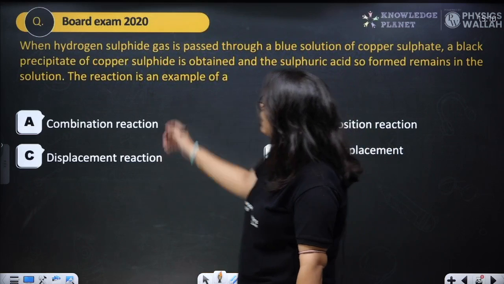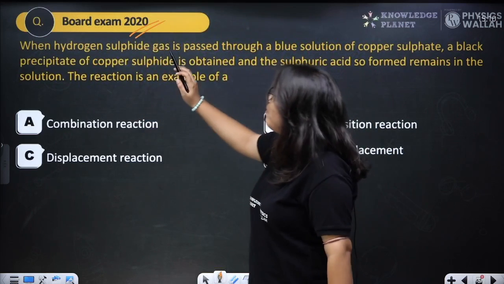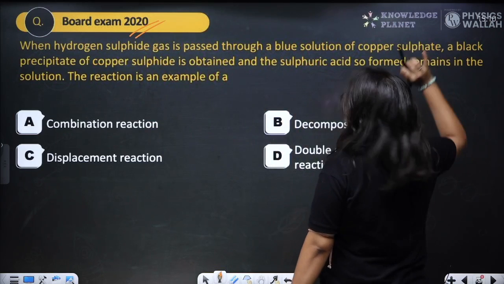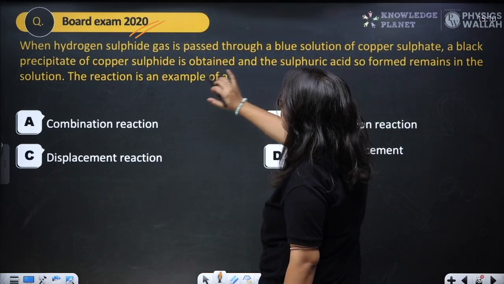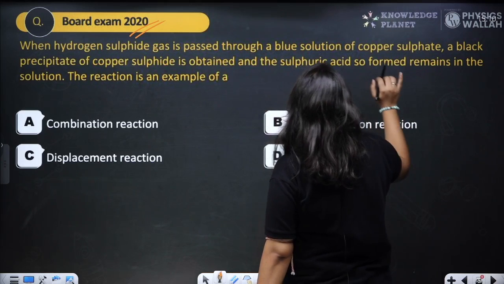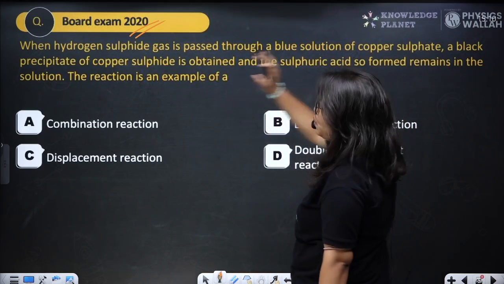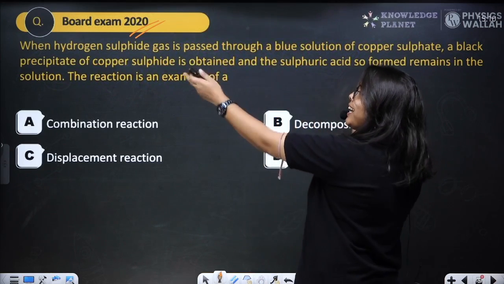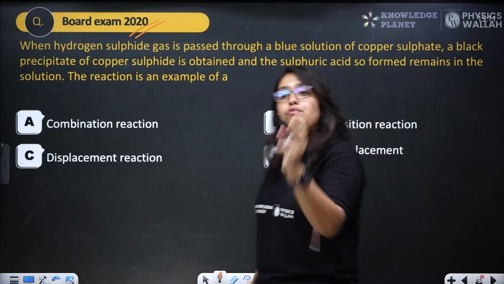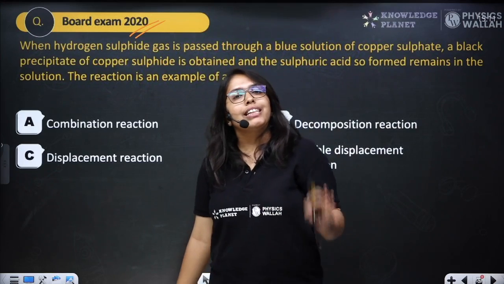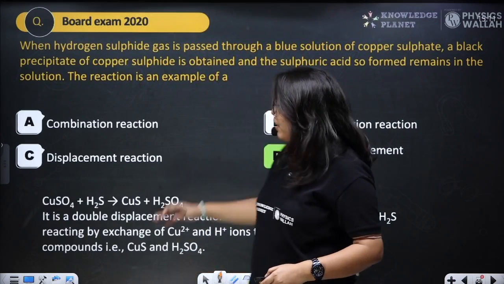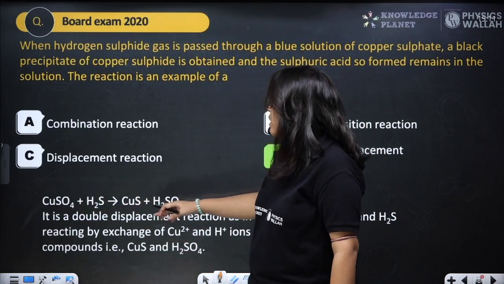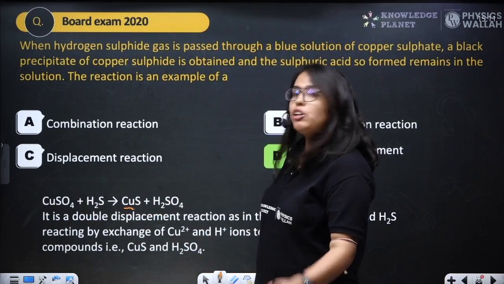Let's now look at another question which came in 2020. When hydrogen sulfide gas is passed through a blue solution of copper sulfate, a black precipitate of copper sulfide is obtained and the sulfuric acid so formed remains in the solution. The reaction is an example for. Now for this, they have given you an entire sentence of a chemical reaction. First, you write the word equation. Then you write the chemical equation. So we will write the chemical equation and we will check: CuSO4 plus H2S gives rise to CuS plus H2SO4. Then you balance it.